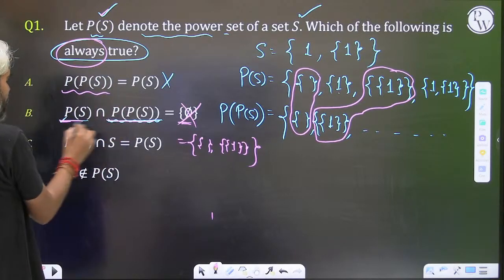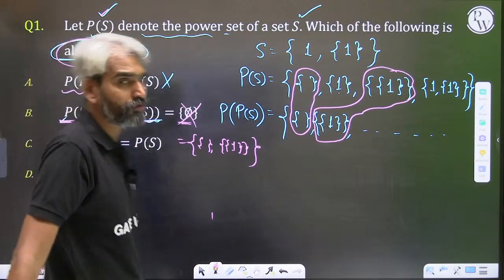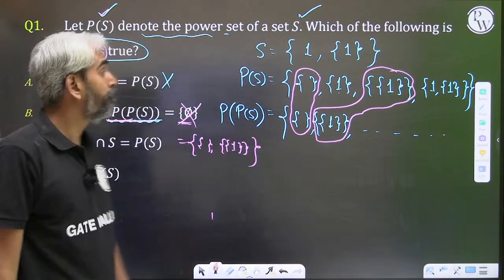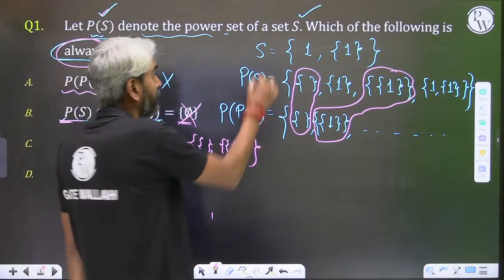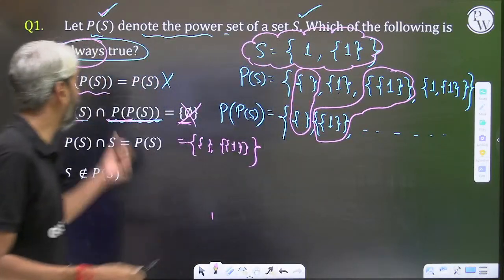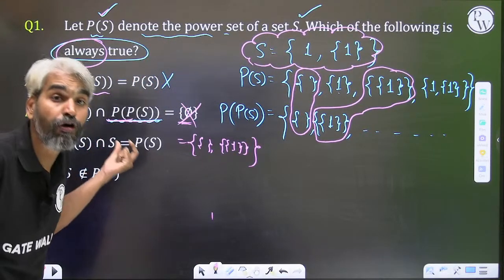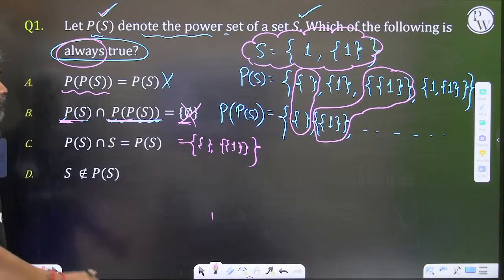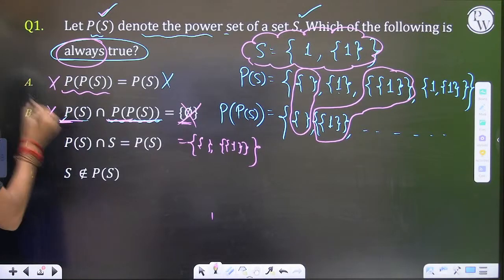So in most of the cases, statement B will be true. But there are some scenarios in which statement B may also be false. So this is a false statement.